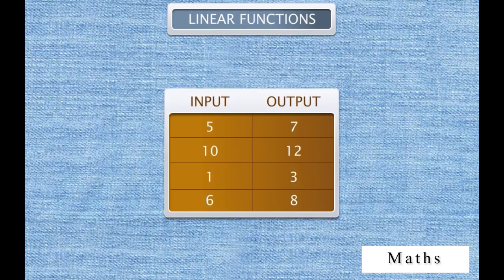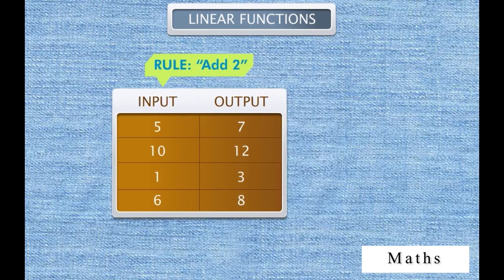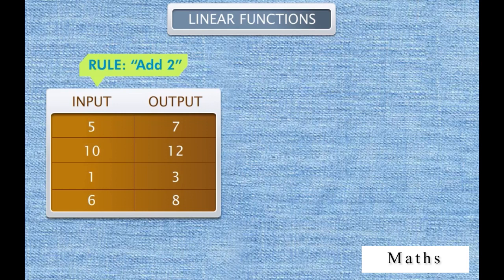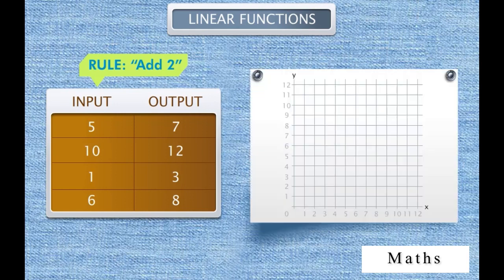Remember the input-output tables like this one? This input-output table has a rule of add 2. Let us try to graph this function from this input-output table. In this graph, for x equals 5, we will get y equals 7 as the rule is to add 2 to every number in input.